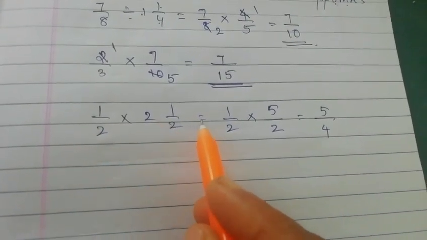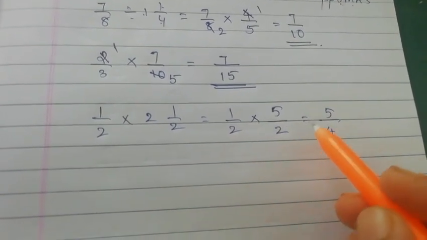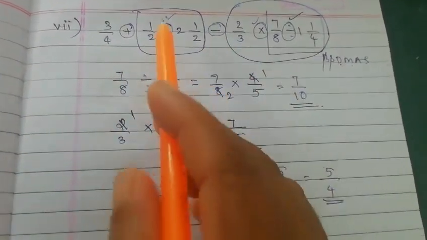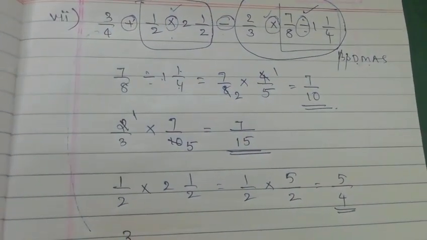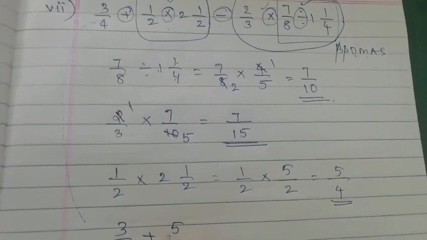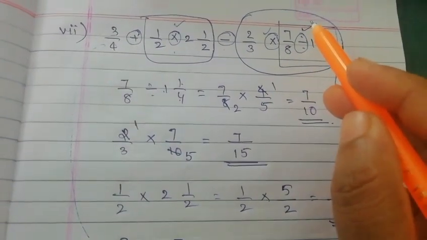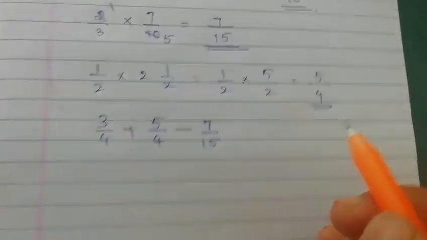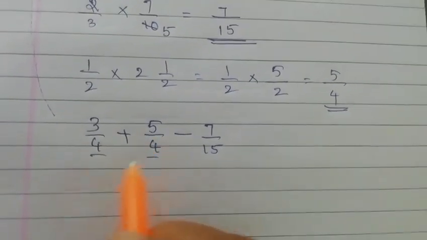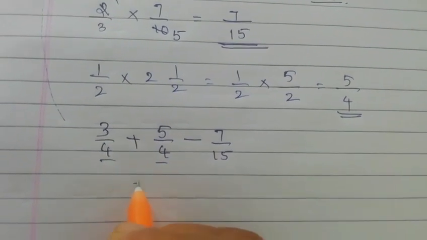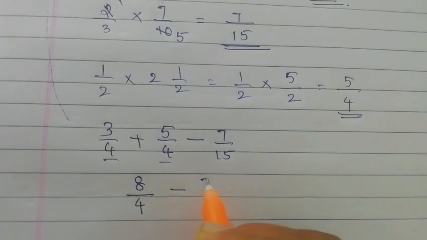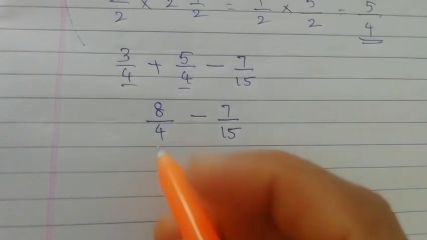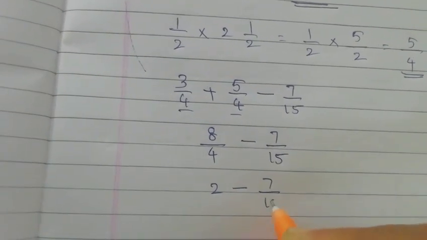So 1 by 2 into 2 1 by 2 is equal to 1 by 2 into 5 by 2, equal to 5 by 4. That multiplication also did. Then addition and subtraction are there. We can rearrange this question as 3 by 4 plus that answer 5 by 4 minus this answer 7 by 15. Then we have to simplify this. 4 and 4 denominators are same, they are like. So 3 plus 5, 8 by 4 minus 7 by 15. 8 by 4 is 2. 2 minus 7 by 15.